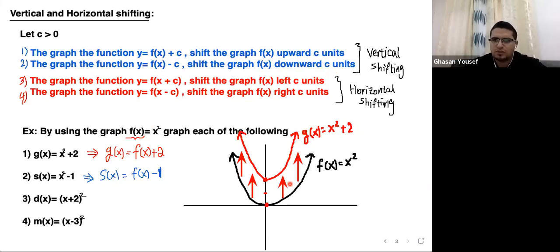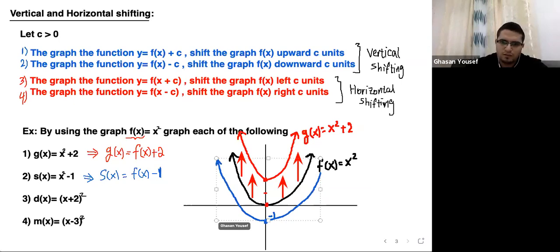So we should shift the black curve 1 unit down. So 1 unit down, it should be like this parabola, but 1 unit down. So this is 0, 0, right? At this point here, it should be minus 1, and the whole function will be shifted down 1 unit. Like this. This is s of x equal f of x minus 1.